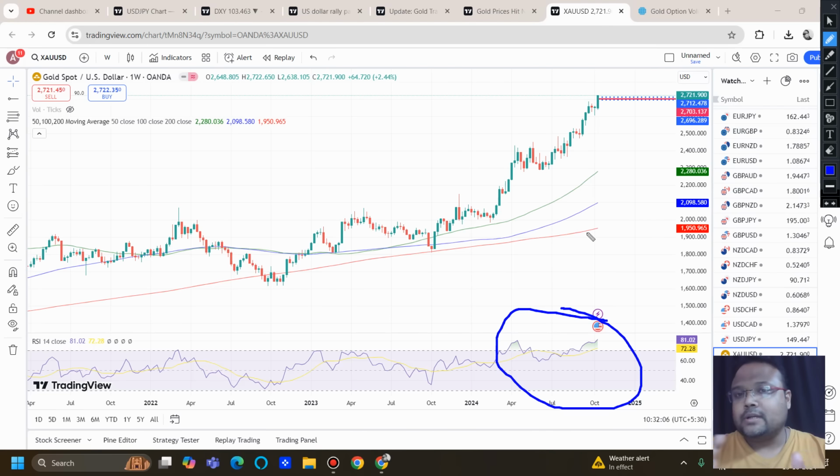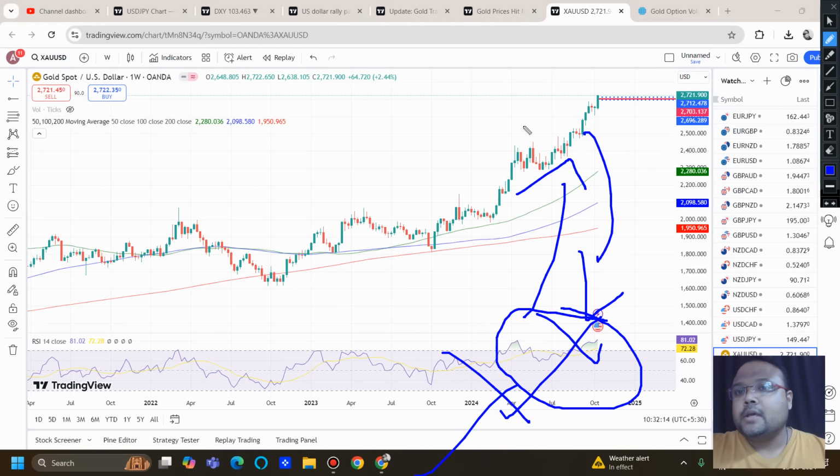So you need to understand that indicators are dependent on price, not the other way around. Okay, so this doesn't matter right now. So market is standing at a record high right now.